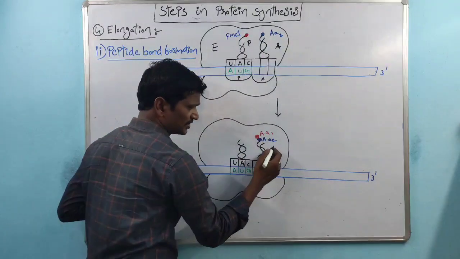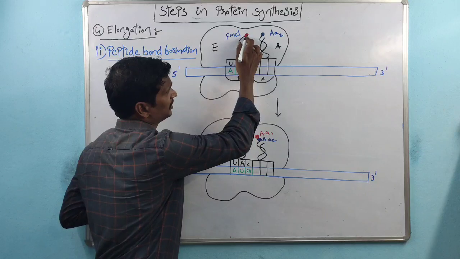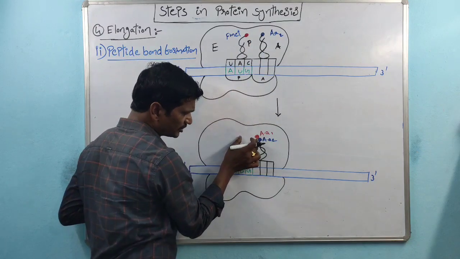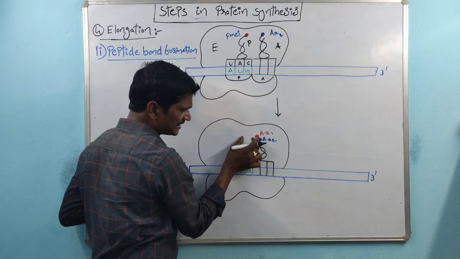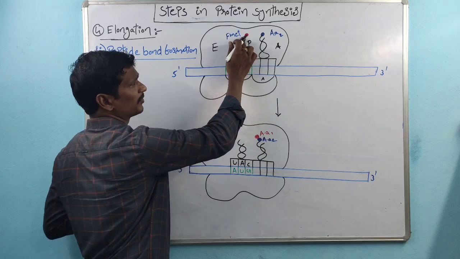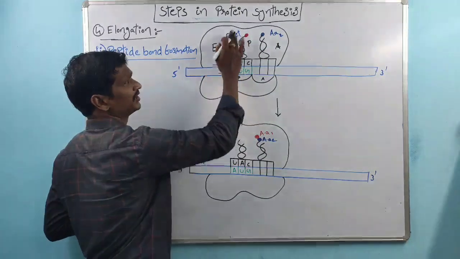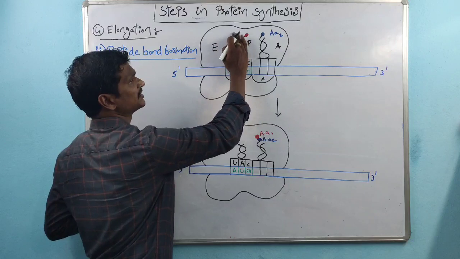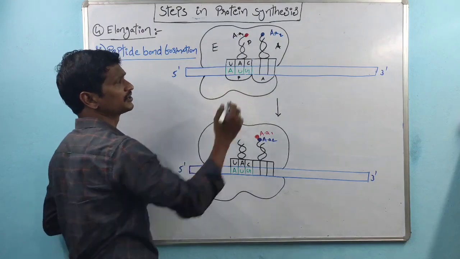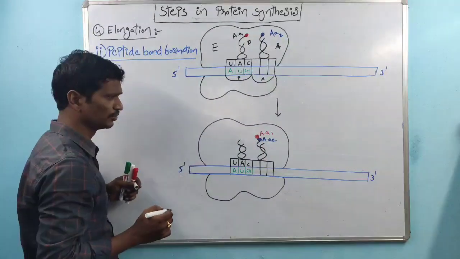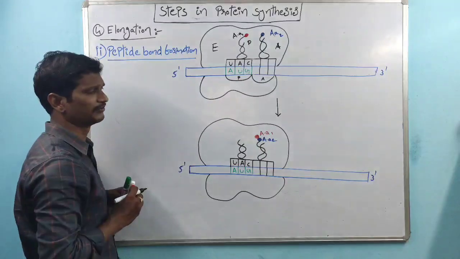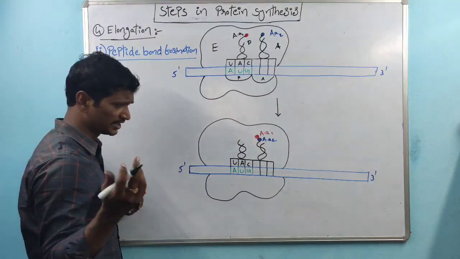See here, this is the P site and this is the A site. Between these two, an interaction takes place. This is formyl methionine, which is considered amino acid 1, and this is amino acid 2. Between these two, peptide bond formation takes place.